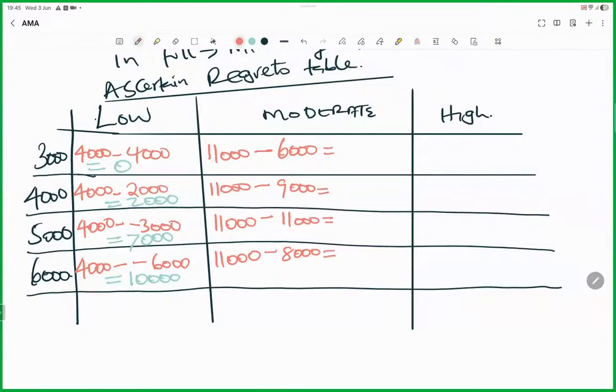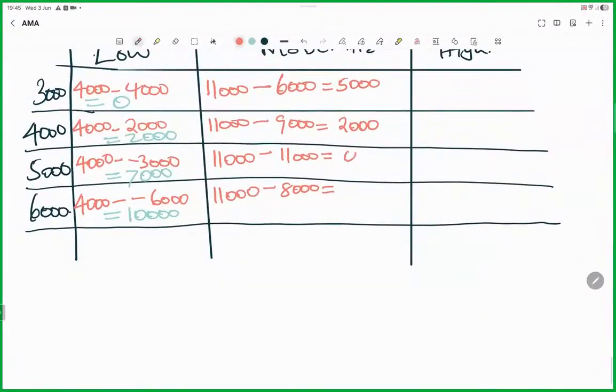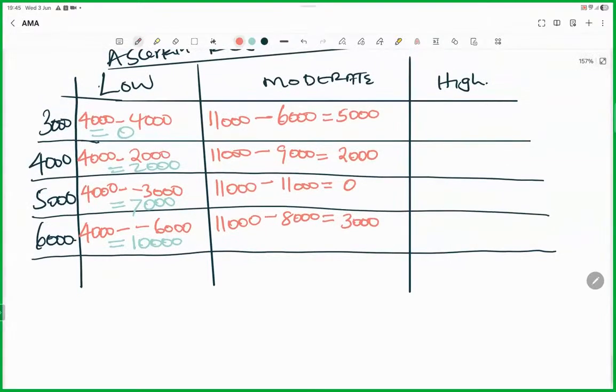The first one is giving me a figure of 5,000. The second one, 2,000. The third one, 0. The last one, 3,000. Now try to do column 3 on your own and see if you can.